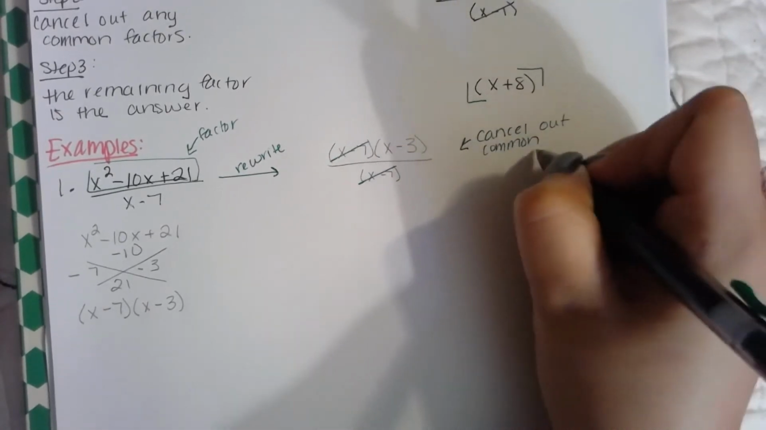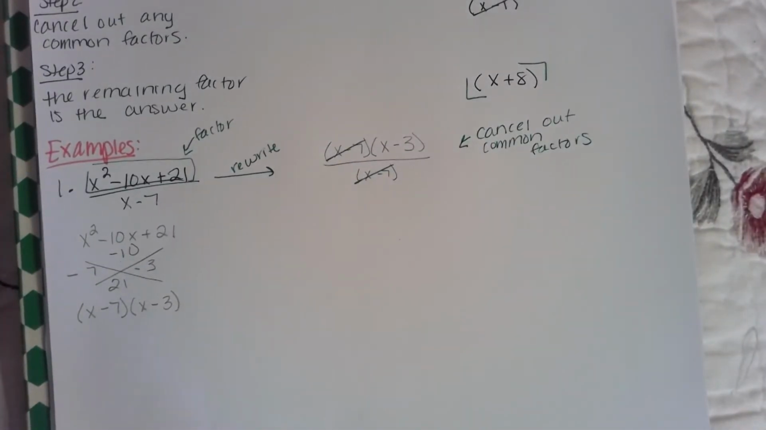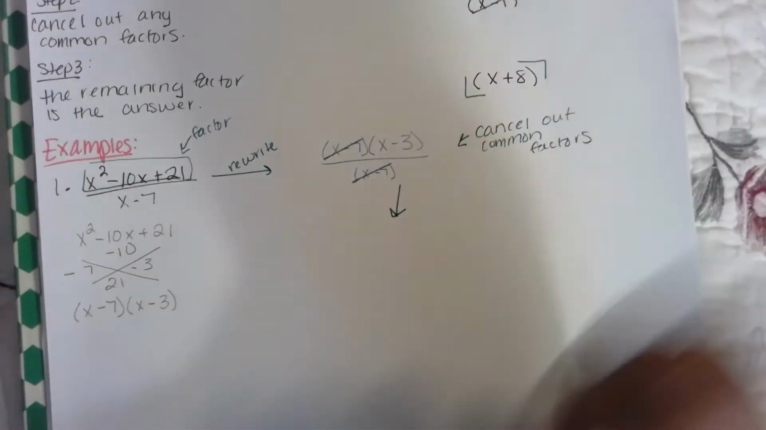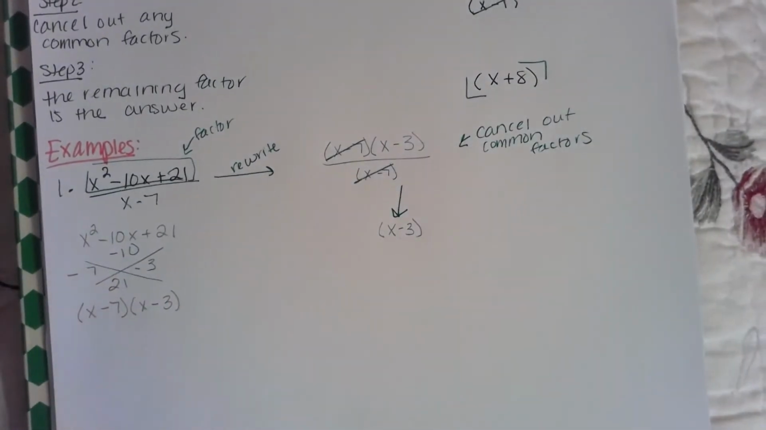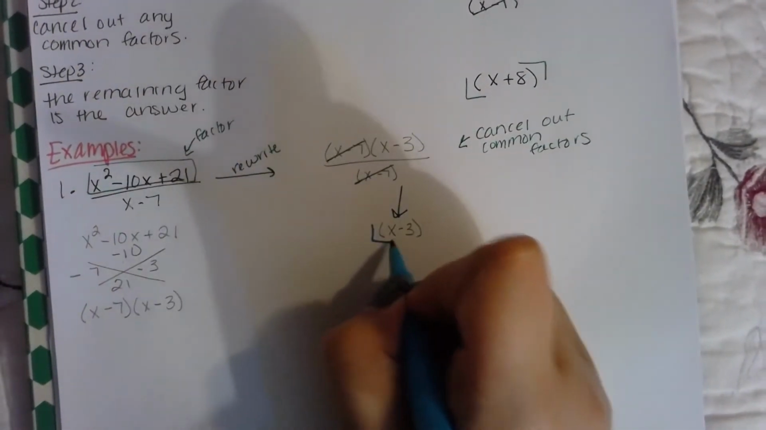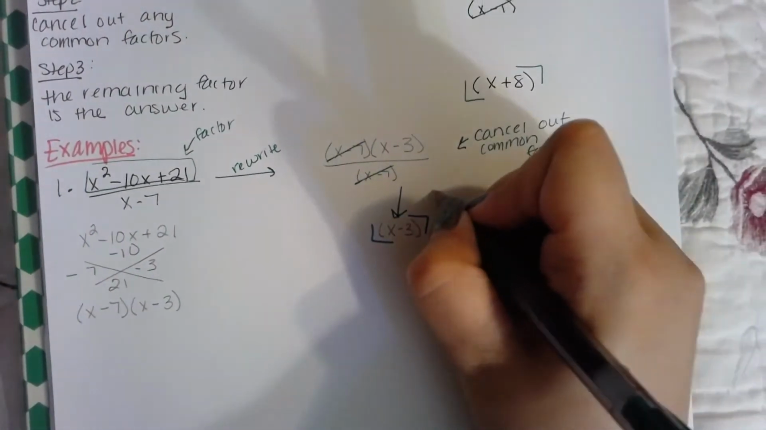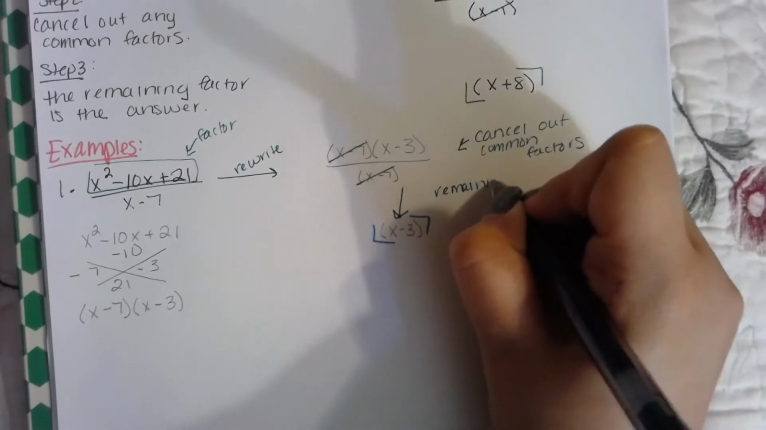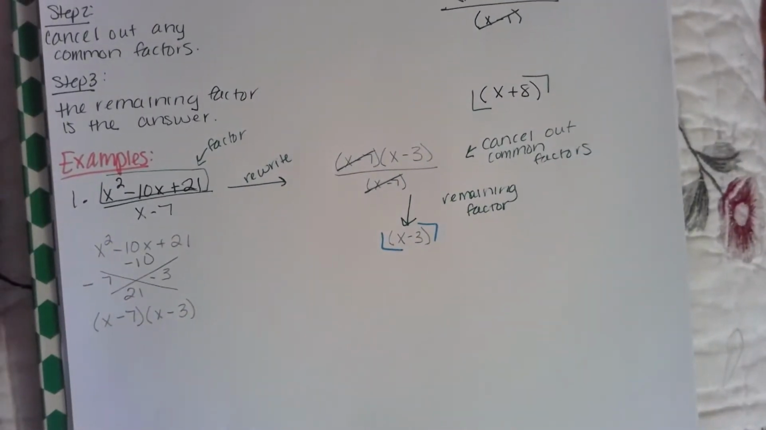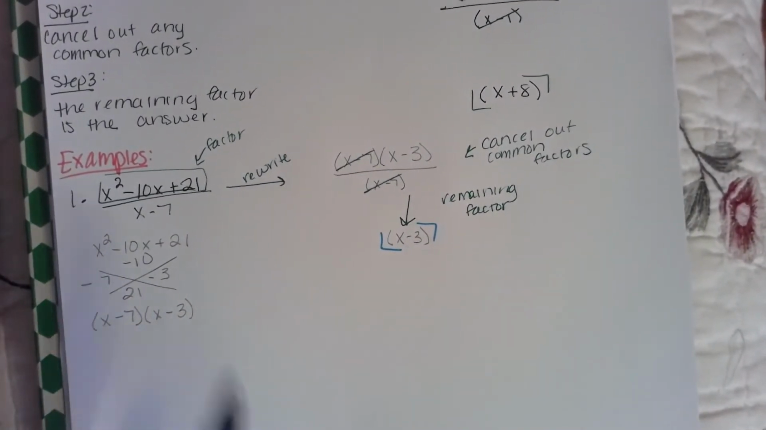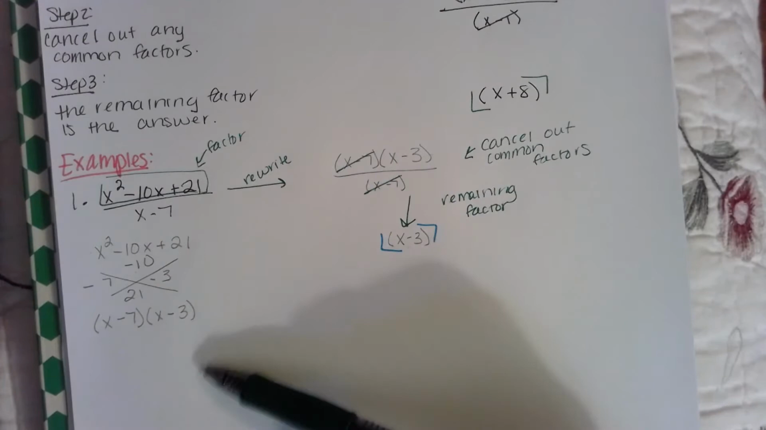And then we are going to write that as x minus 3. And that's your answer. And we're just going to rewrite the remaining factor. So that is all your steps on how to do it. Factor the top, rewrite it, cancel out any common terms, any common factors, and then your remaining factor is your answer. Now looking at a difference of squares.